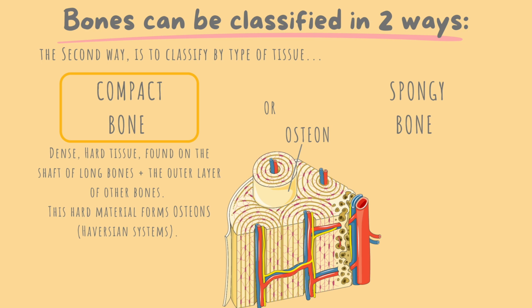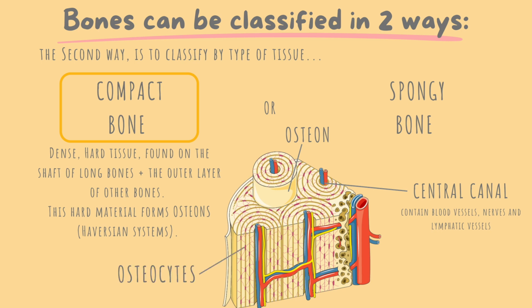The osteons are these round tubular things here. Within the center of each osteon, there's this central canal. This is where the blood vessels, the nerves, and the lymph vessels run through. So this is how they provide nutrients to the bone. It's also important to know that there are osteocytes found here on the osteons. So osteocytes are mature bone cells that maintain bone tissue.